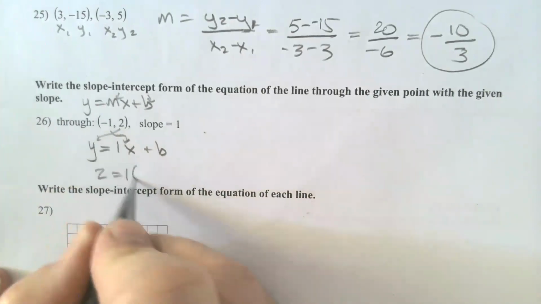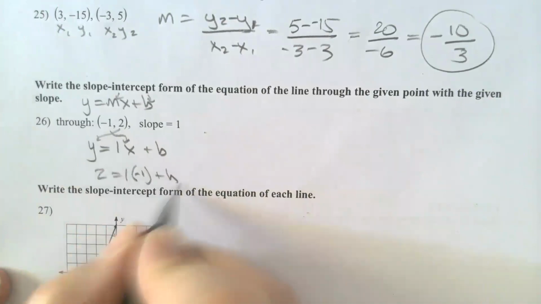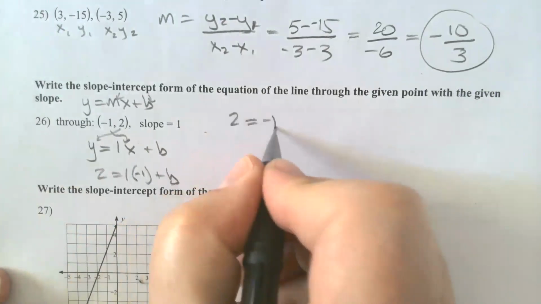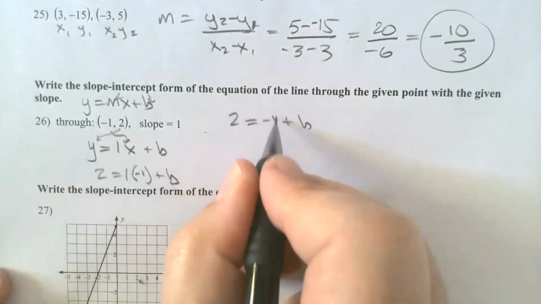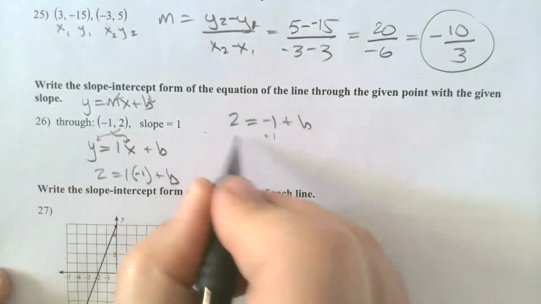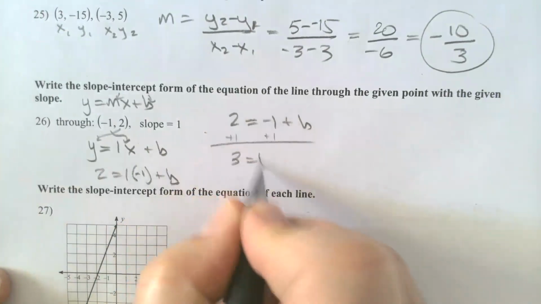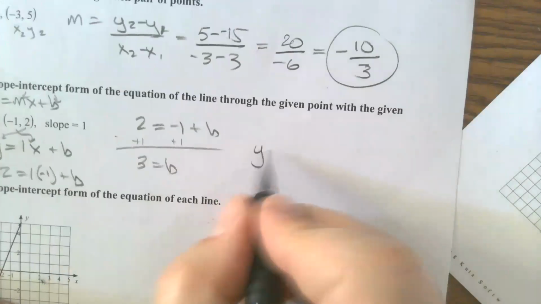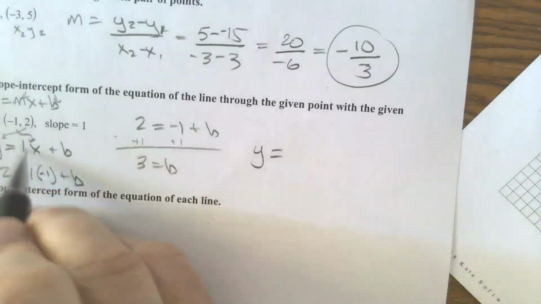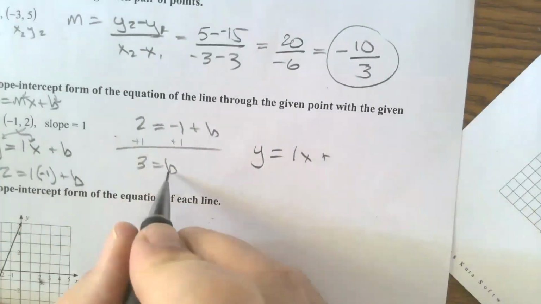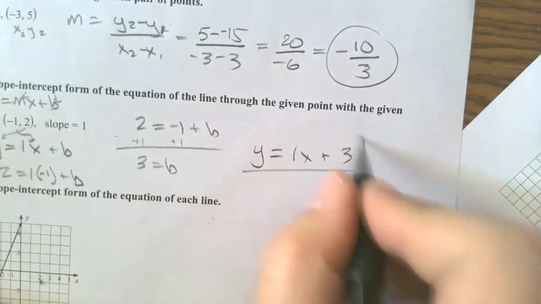2 equals 1 times negative 1 plus b. That means 2 is equal to negative 1 plus b. I want to get rid of a negative 1, so I'm going to add 1. I'm going to get 3 is equal to b. Therefore, my equation is y is equal to not m, because I know it's 1, x plus my b, which is equal to 3.